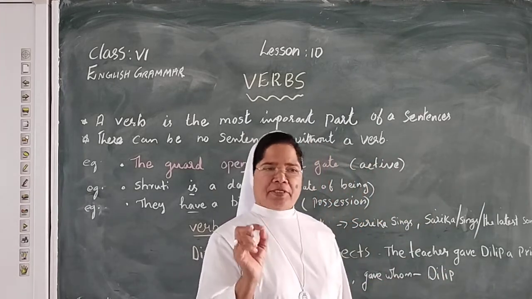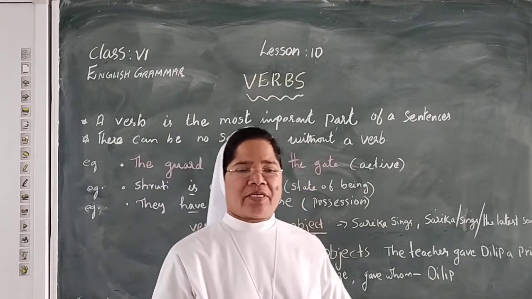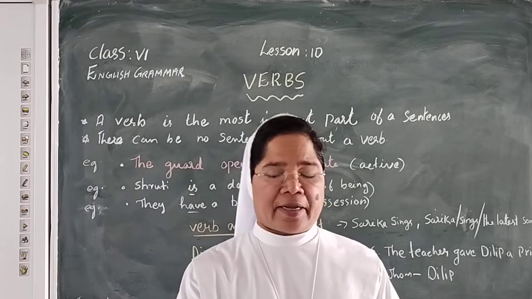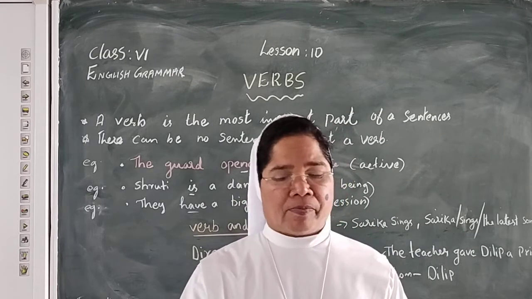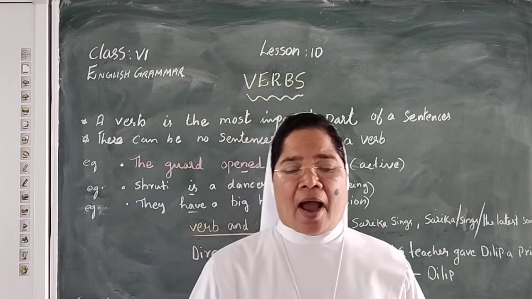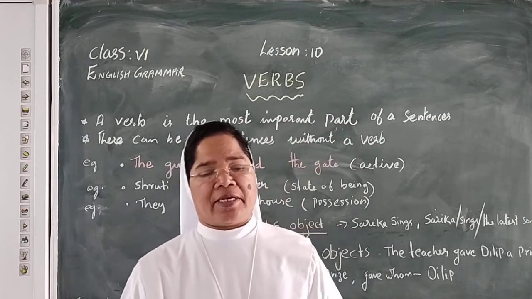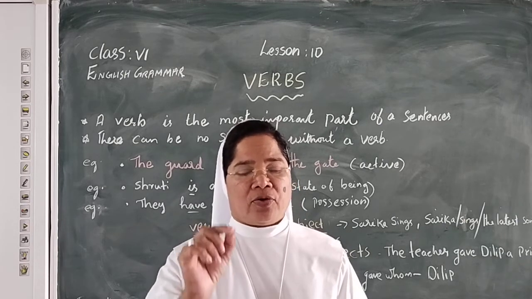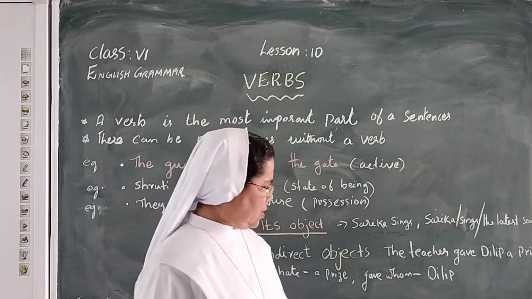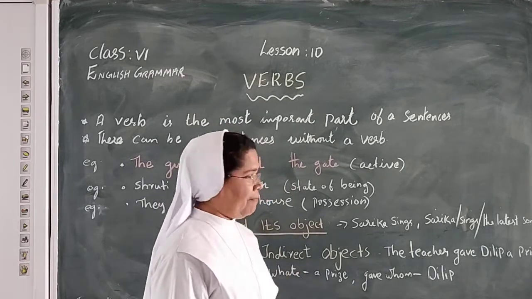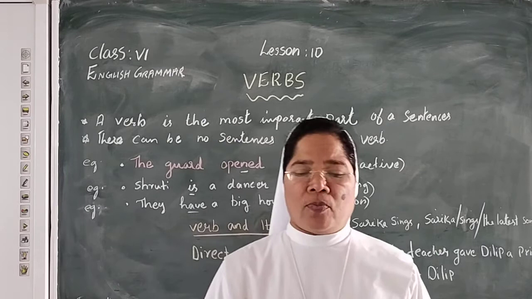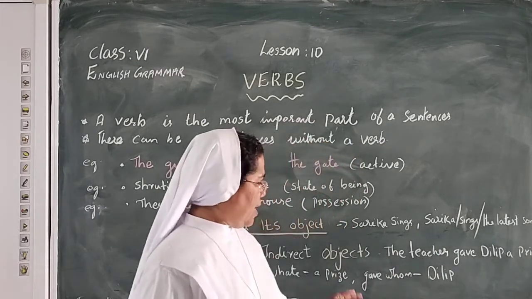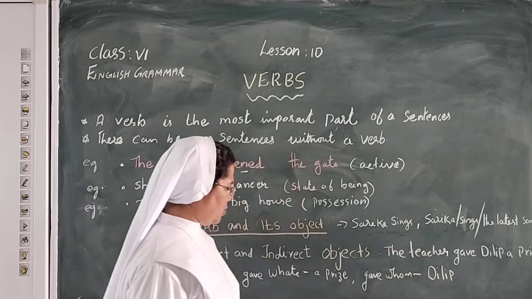Who gave? The teacher. Like that, three or four objects we can see in one sentence; we call some sentences direct and indirect objects. The answer to the what question is the direct object, and the answer to the whom question is the indirect object. So we can see in this sentence there are direct and indirect objects.